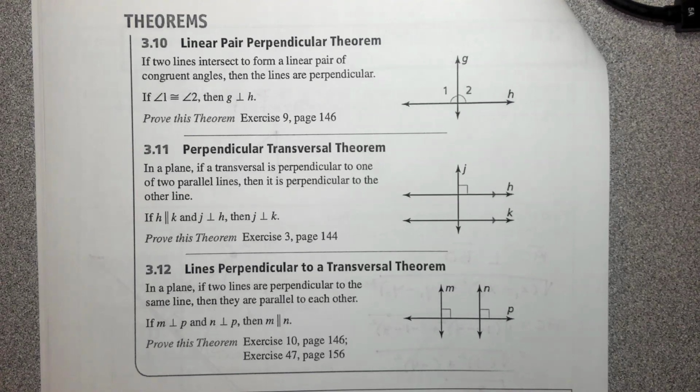All right, and the last theorem there says, lines perpendicular to a transversal theorem. In a plane, if two lines are perpendicular to the same line, they're parallel to each other. Why is that?